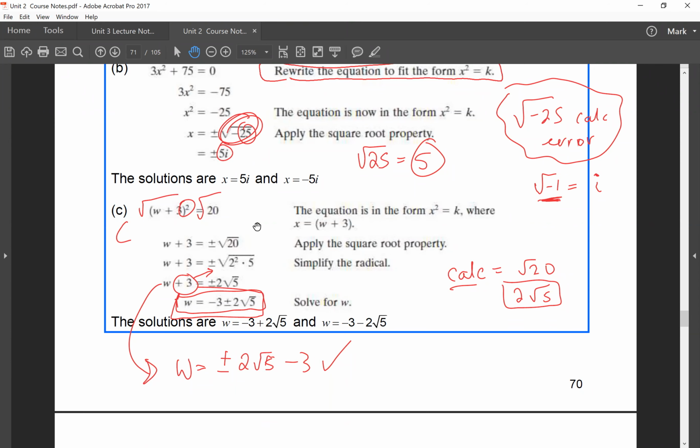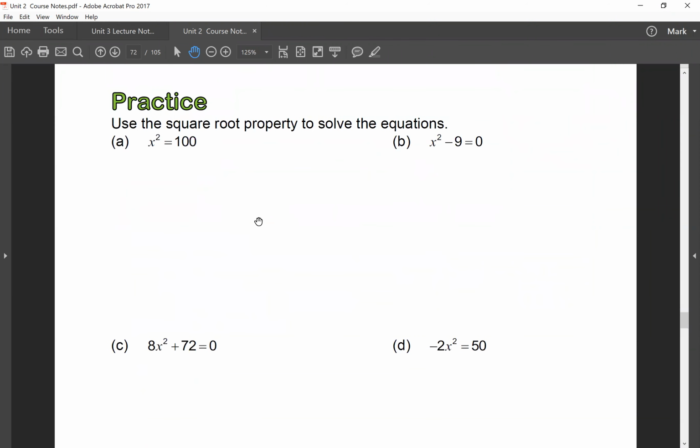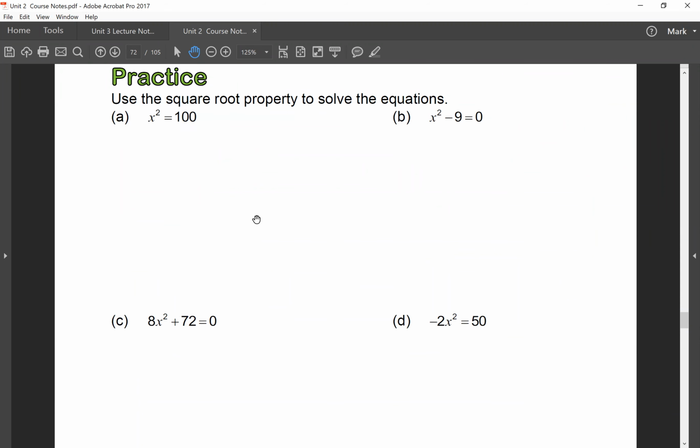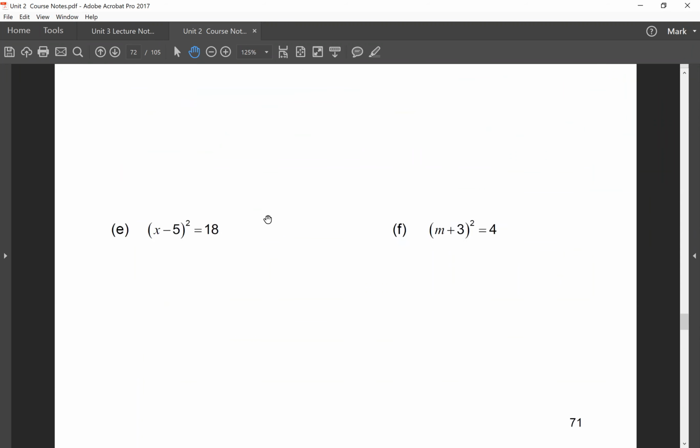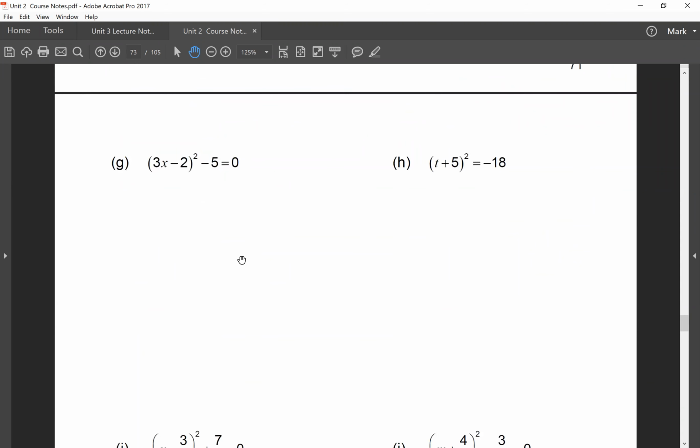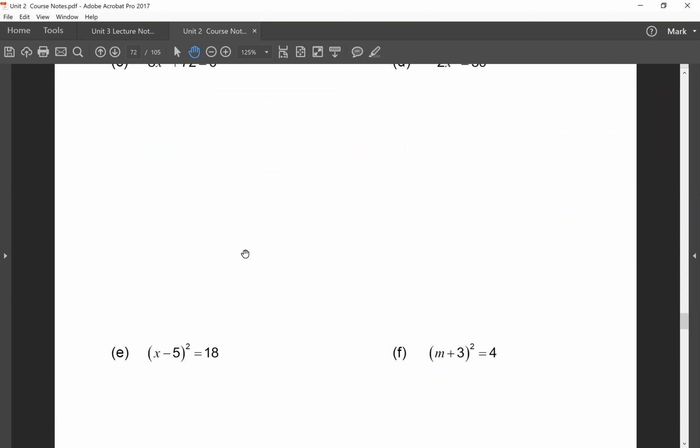So let's practice this. Let's do some together. Okay. Trying to think of ones I can do and ones you can do. So let me try A and C. Okay, let me zoom out.